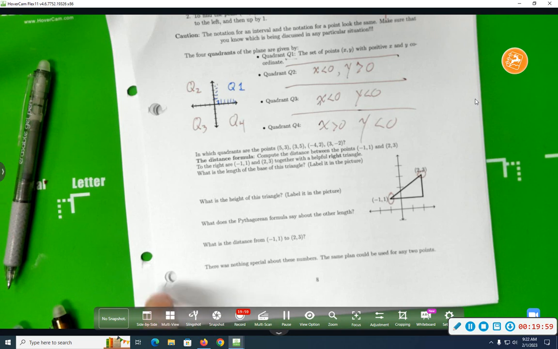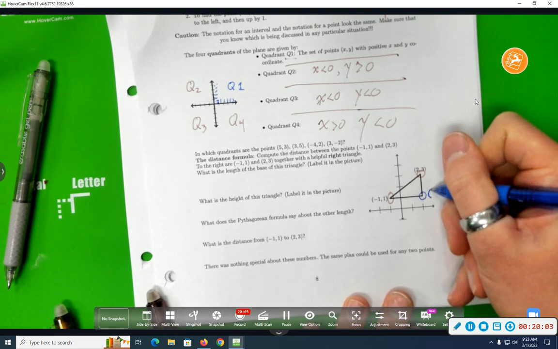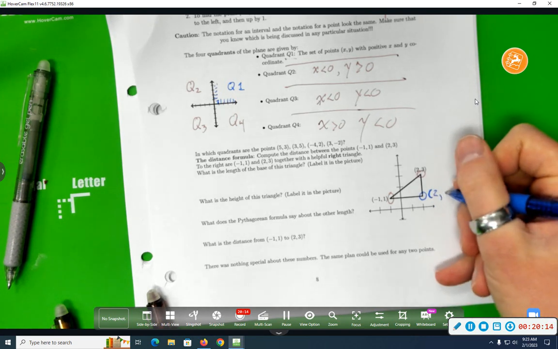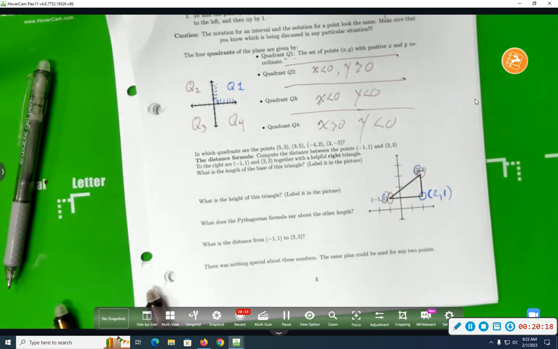And maybe this triangle is supposed to help. I'll label this point as well. Or maybe I'll ask you to. Looking at that picture, what does it look like the x-coordinate of that point is, if that's a right triangle? 2. And what's its y-coordinate? 1. Nice. Should have the same x value there, same y value as there.